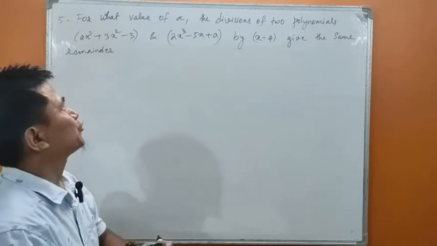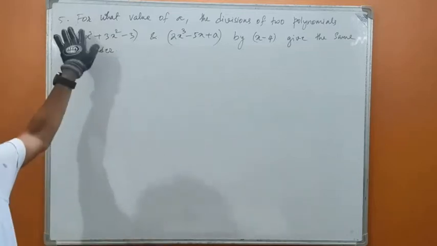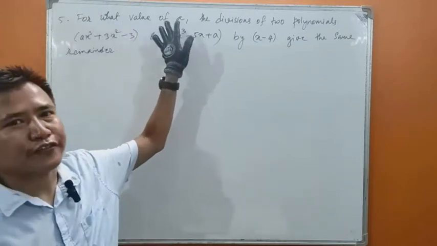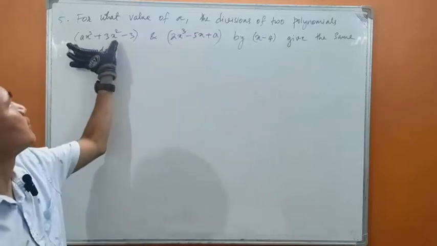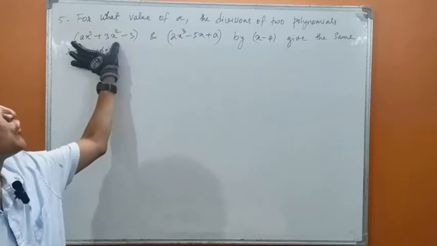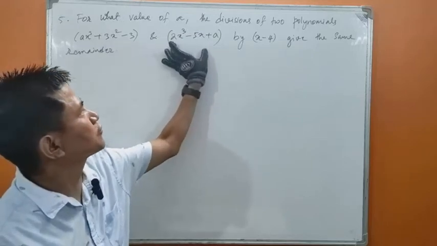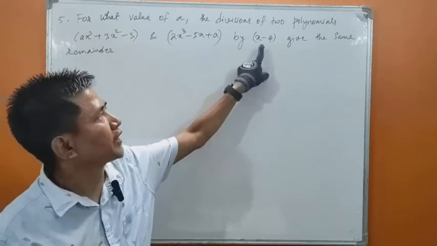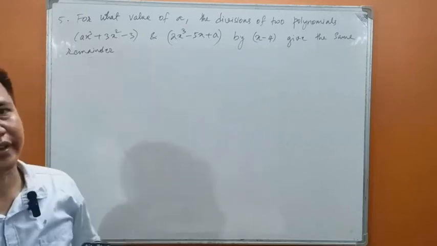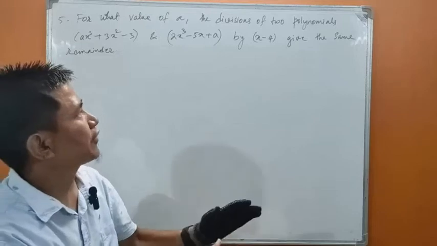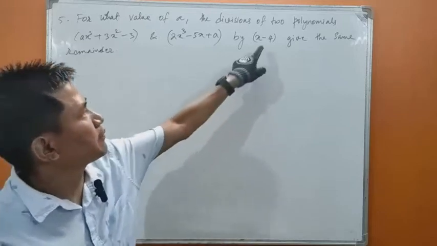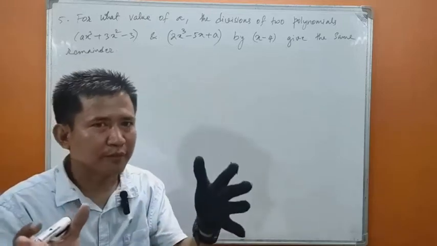Okay, we are ready to go for question number 5. For what value of a, the divisions of two polynomials ax cubed plus 3x squared minus 3 and 2x cubed minus 5x plus a by x minus 4 give the same remainder. Okay, the question is, for what value of a, when this is divided by this, gives a certain remainder, isn't it?